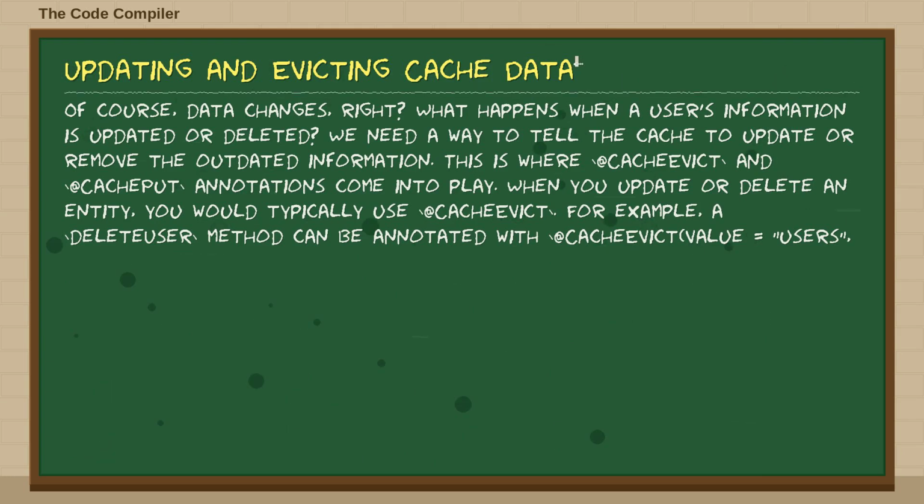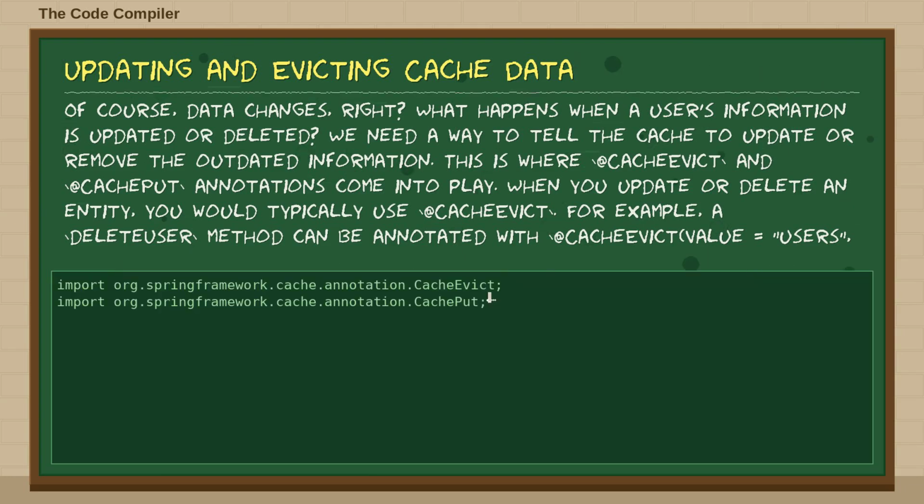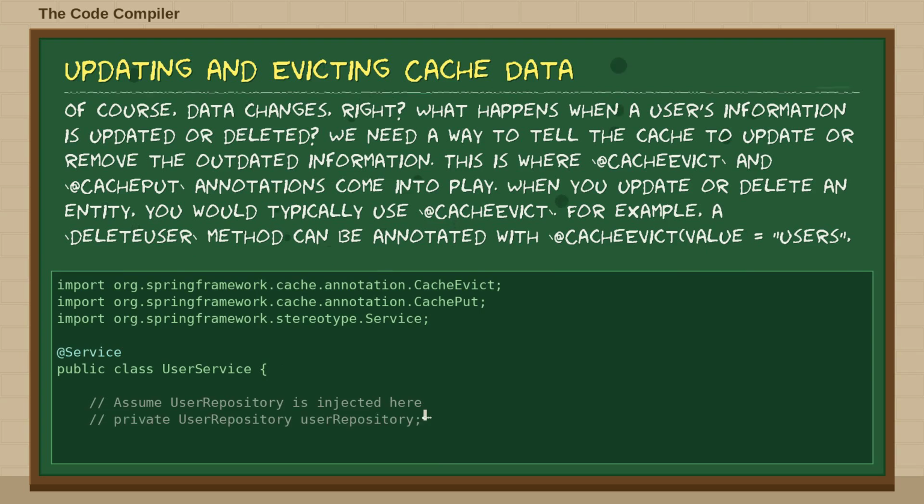On the other hand, @CachePut is used when you want to update the cache with the result of a method execution without skipping the method. For instance, an updateUser method can use @CachePut(value = "users", key = "#user.id") to ensure the cache always has the latest version of the user object after an update operation. These annotations give you fine-grained control over your cache data.